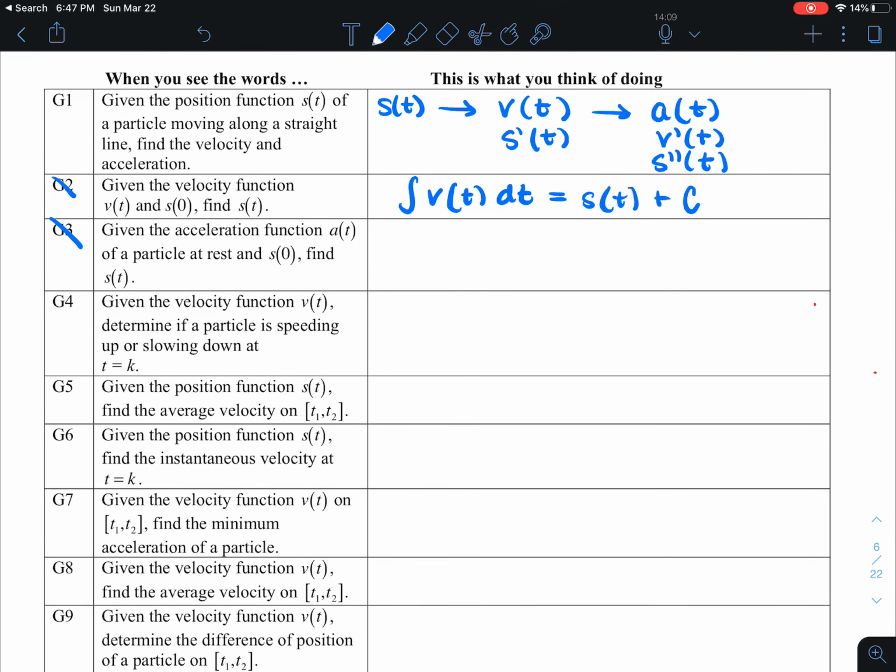Given the velocity, G4, given the velocity v of t, determine if a particle is speeding up or slowing down at t equals k. So what we want to do here is we want to find v of k and a of k. And then we are looking for one of two things. The sign of these two functions, if they are the same, it's speeding up. If they are opposite, it's slowing down.